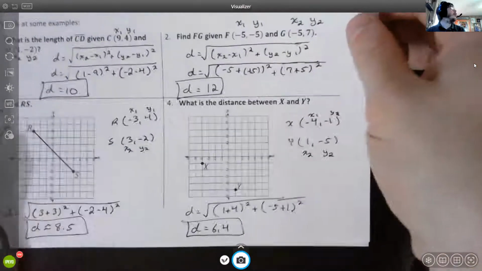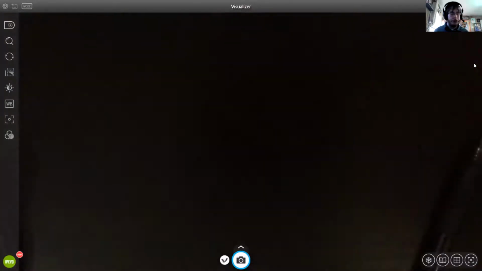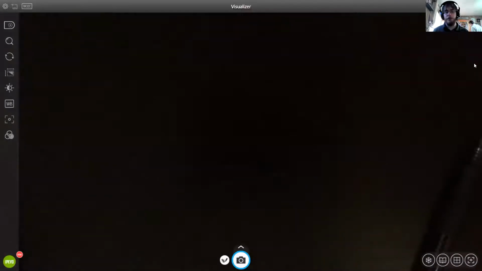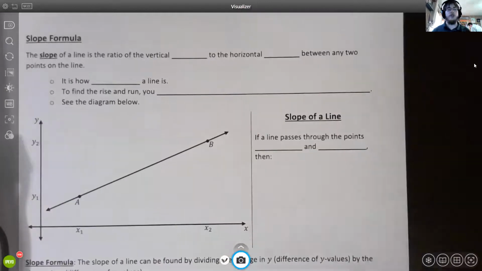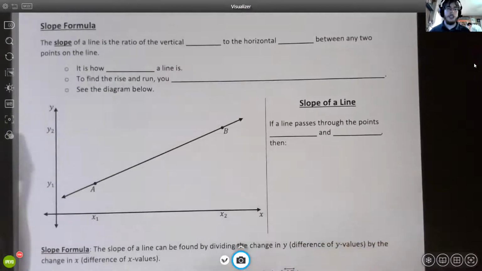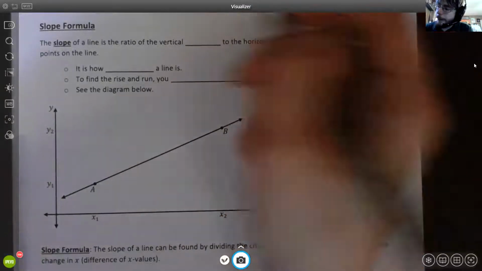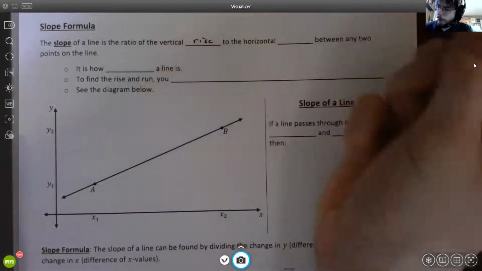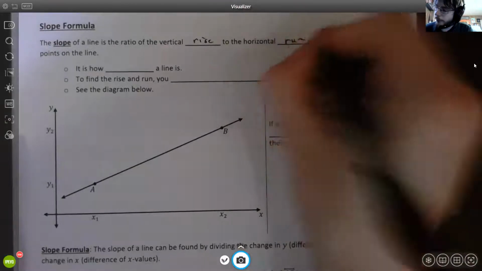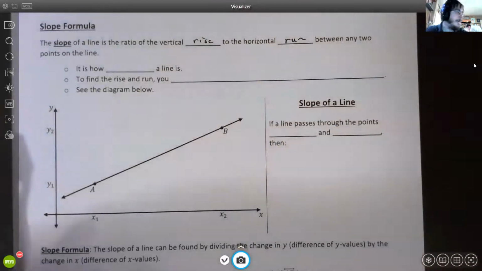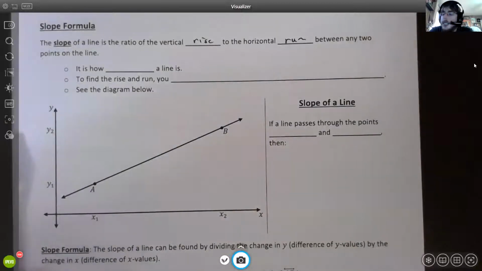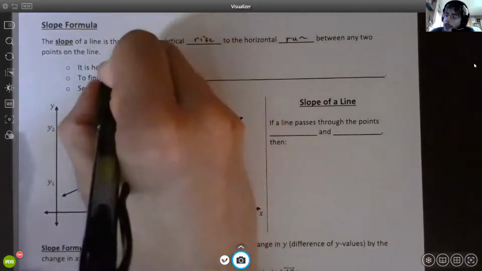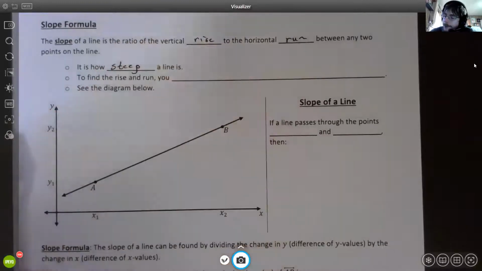All right, and the last thing in this video that we're going to cover is slope, and we're going to cover 3 different things for slope. So the slope of a line, as you guys know from Algebra 1, is the ratio of the vertical rise to the horizontal run between any 2 points on the line. And we say that the slope is how steep a line is.